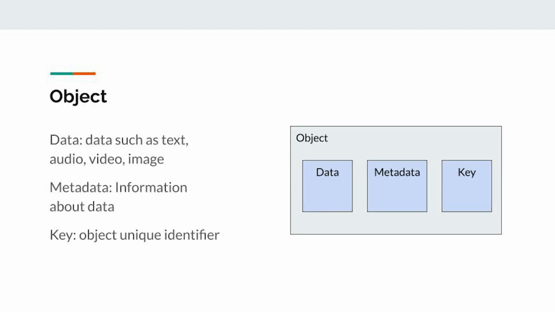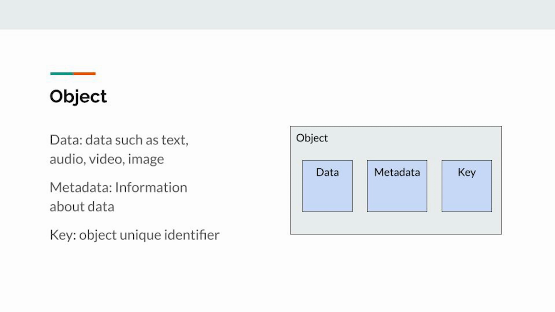Next topic, object. An object consists of three components: data, metadata, and key. Data is the object data such as text, audio, video, and image. Metadata is information about data such as the size and type. Key is the object's unique identifier, which is used to access the object.